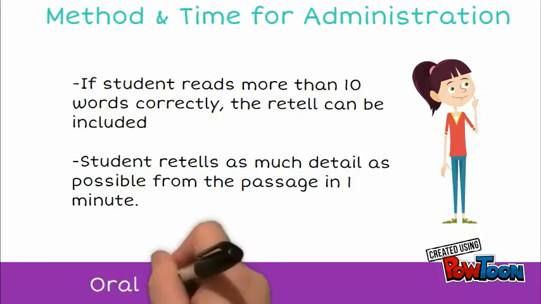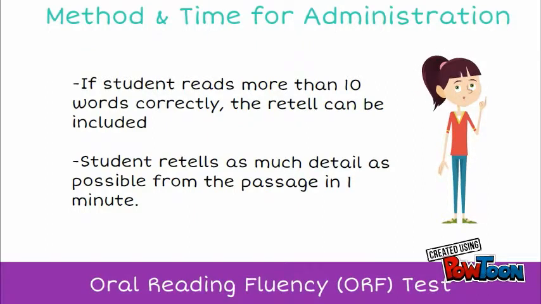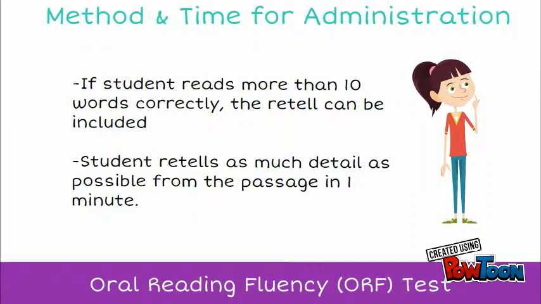If the student reads more than 10 words correctly, then the teacher can also include the retell part of the assessment. The student is to try to recall all the details from the passage in 1 minute. The teacher can prompt the student only once by saying, "Try to tell me everything you can."